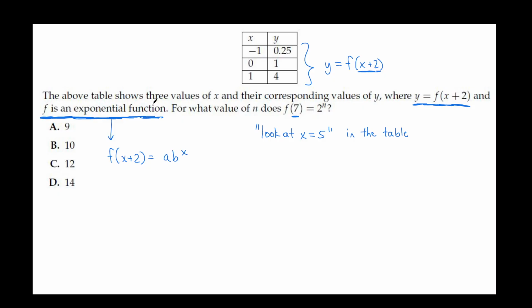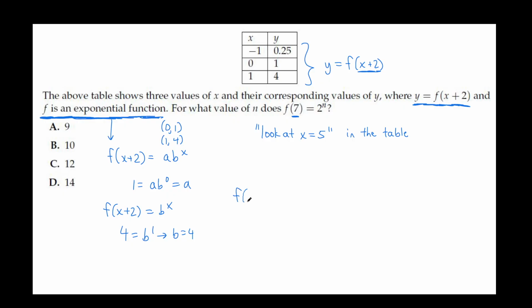One thing that I notice is that we have some pretty convenient points here, 0, 1 and 1, 4 in the table. And with this, I might say, okay, wait a minute. If I plug 0, 1 into a function, I get 1 equals a times b to the 0. Anything to the power of 0 is 1. So I get that a is equal to 1. So that means that I now have this, because a was equal to 1. And then if I plug in 1, 4, I get 4 is equal to, well, it just looks like b to the 1. So that means that b is equal to 4.